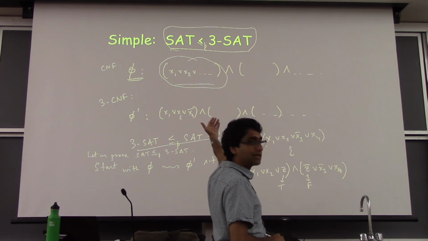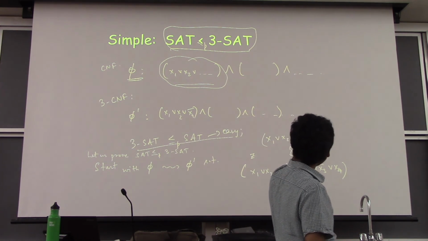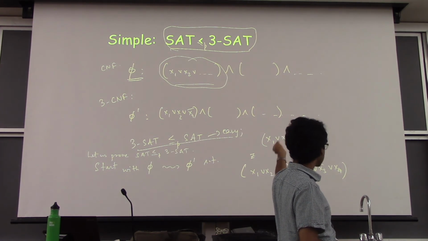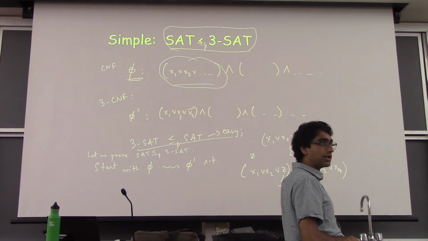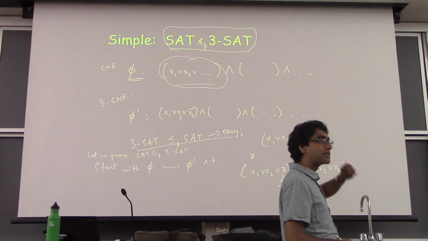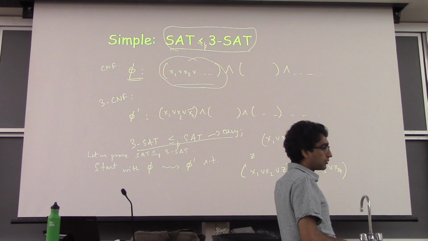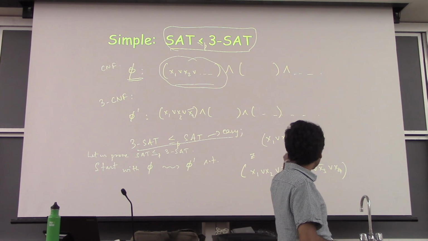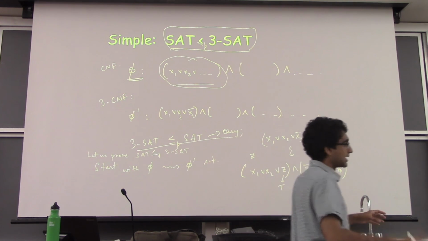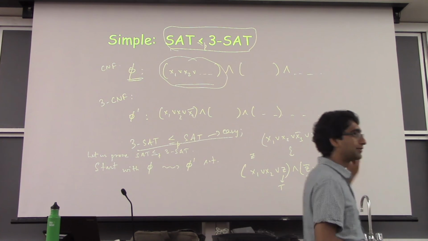So what does it mean to say that this formula is satisfiable? It means that there is some assignment which makes this true. And in this case, the same assignment happens to make this also true. But it need not always be the same assignment. In general, no, but in this kind of reduction, it's the same assignment. And it's important that it's the same assignment because otherwise you can't go back.